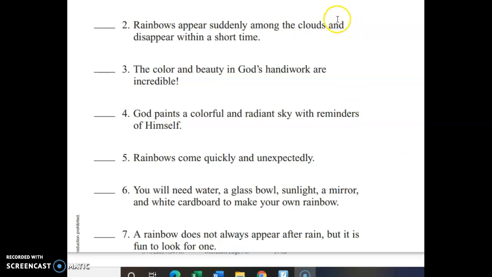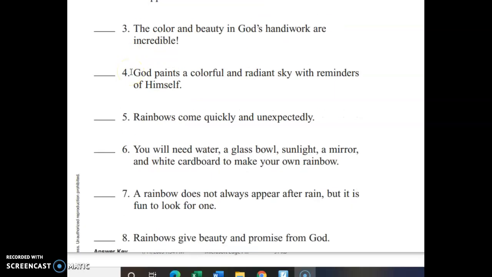And can you tell Miss Leahy whether it's joining two subjects, two verbs, two sentences, or two other words? Hopefully you told her you're joining two verbs. It's appear and disappear. Within a short time, and among the clouds are prepositional phrases. Suddenly is an adverb that modifies appear.